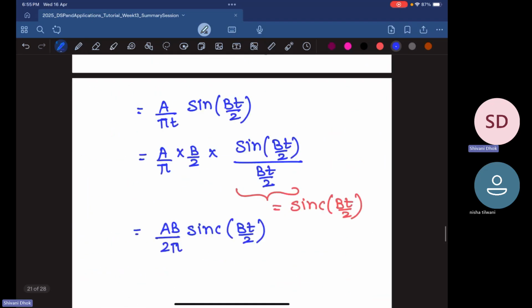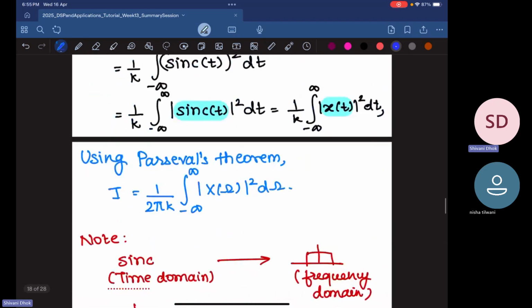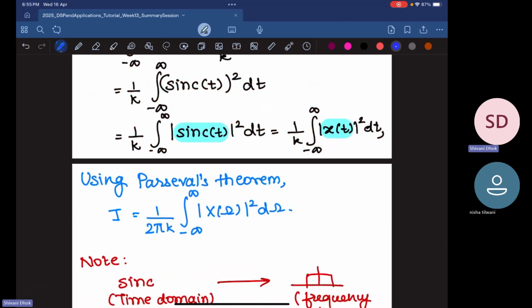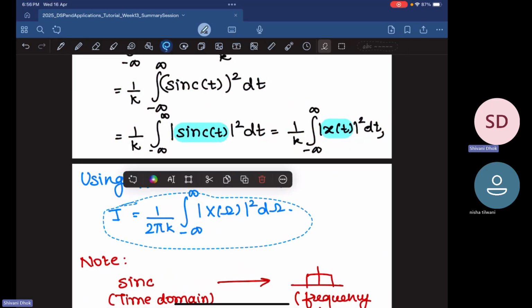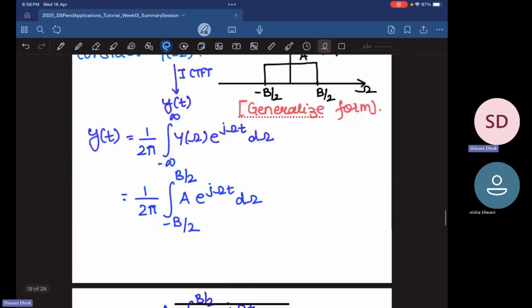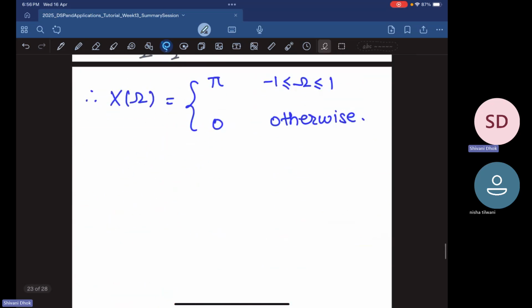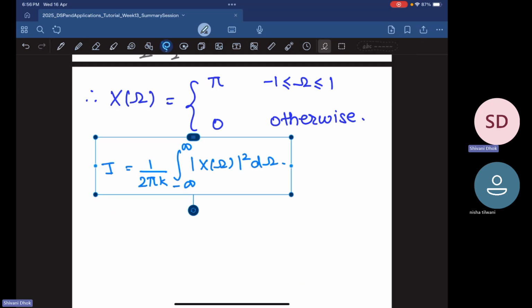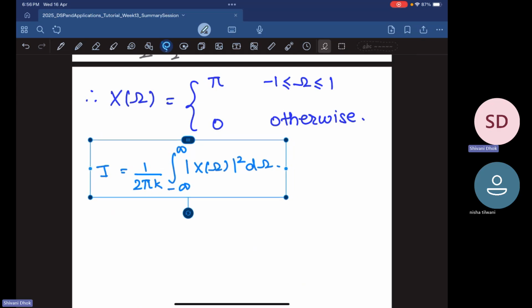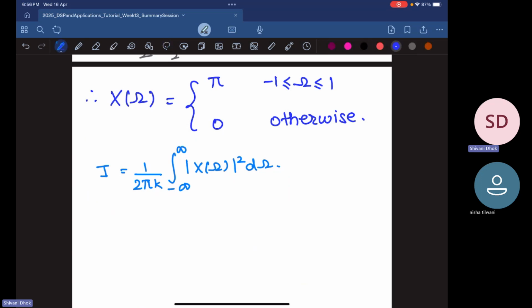Now let us go back to the equation, or the integral, that we were trying to solve. So we were trying to solve this particular thing, that is I equal to, just copy paste it there. This integral I equals 1 over 2 pi k integral from minus infinity to infinity of magnitude of X of omega squared d omega, and this is exactly equal to the integral from minus infinity to infinity of sinc squared (kx minus c) dx.